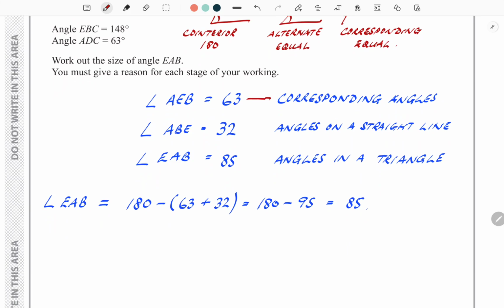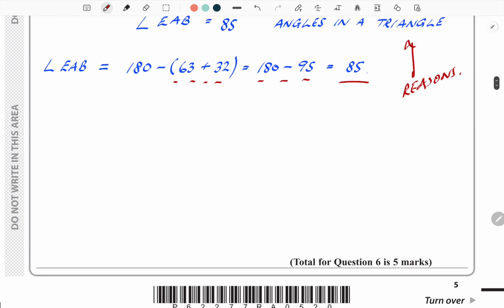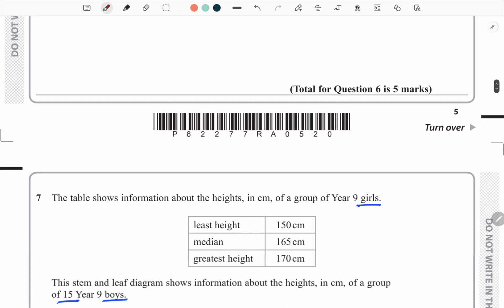In order to get the full marks on this one, you put down all the angles, and then you must put the reasons. And it's always good to put in an actual calculation, even though it might be obvious and you can do it in your head, but put in the actual statement. So angle EAB in the end is 180 minus the sum of the other two angles. So 180 minus 95, and you get 85. So put in all that detail, and that hopefully gets you the full marks on that.